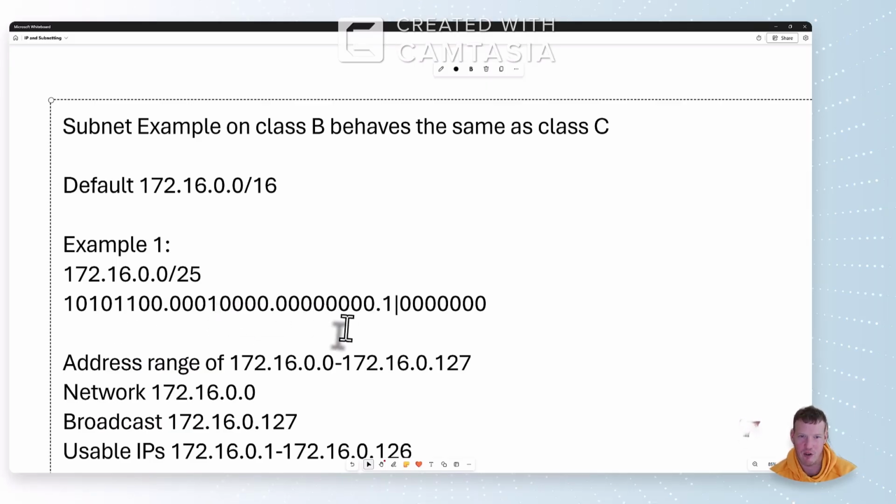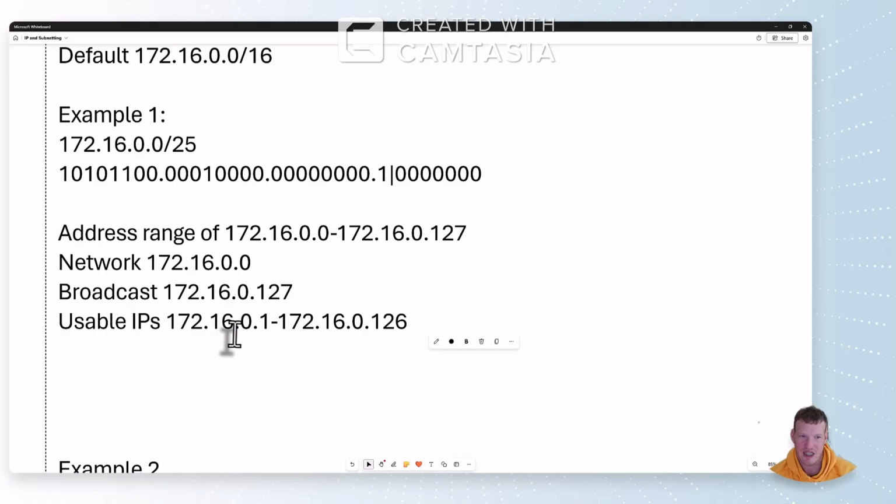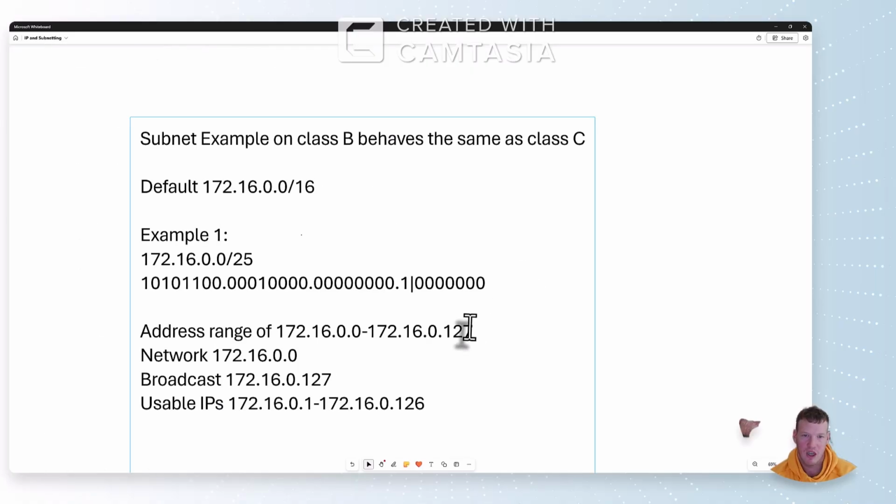So 8, 16, 24, and then one more is 25. And our IP range actually looks the same as when it did on a class C, just the beginning numbers are different. So this would give us a range of 172.16.0.0 through 172.16.0.127, with the network being 172.16.0.0 and the broadcast being the last, 172.16.0.127. And that gives us a usable range of 172.16.0.1 through 172.16.0.126.